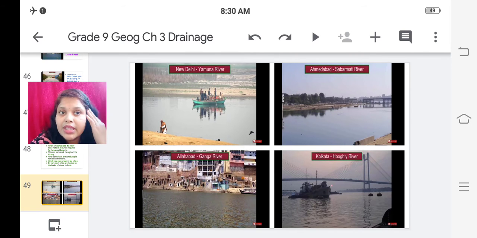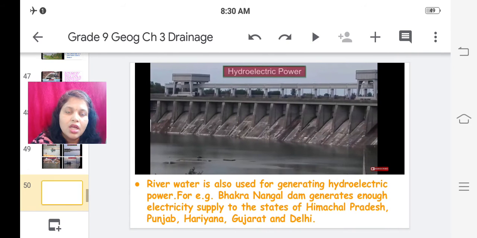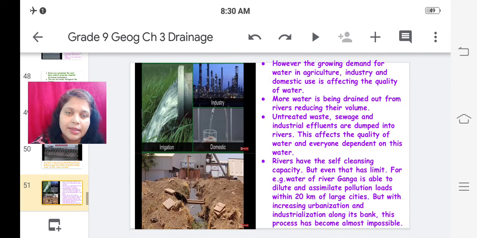If they ask you in the exam for examples of cities which are located on river banks, you can give these examples. Hydroelectric power. River water is also used for generating hydroelectric power. For example, the best example of hydroelectric power generated by using river water is Bhakra Nangal Dam. It generates enough electricity to supply the states of Himachal Pradesh, Punjab, Haryana, Gujarat and Delhi.